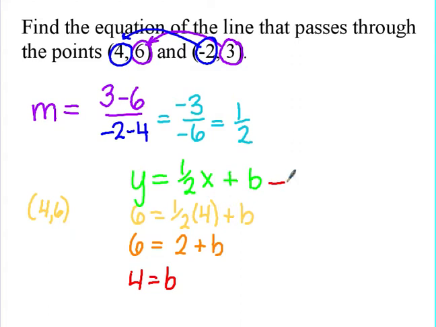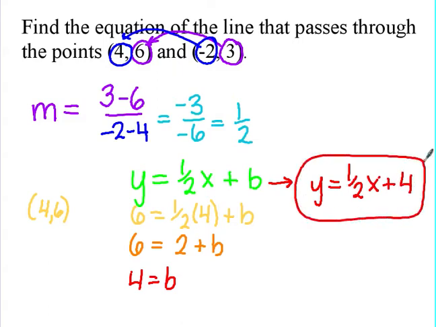So what I need to do now is use this green equation that I have here, and in place of b, I'm going to put 4. Okay, so first step, find the slope. Once you find the slope, put it in the equation, plug a point in, find the y-intercept.